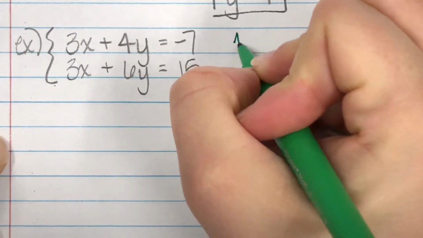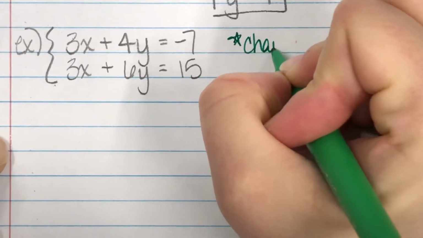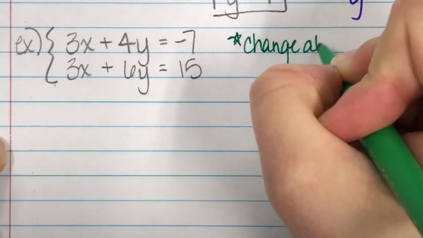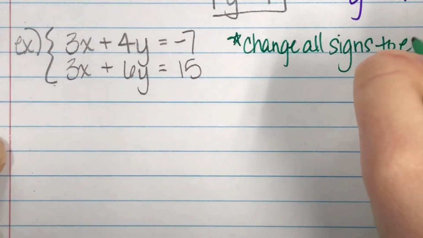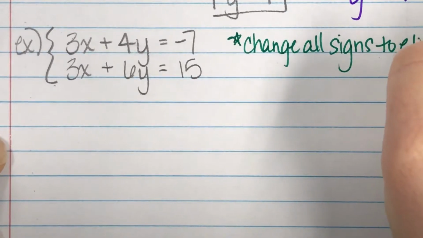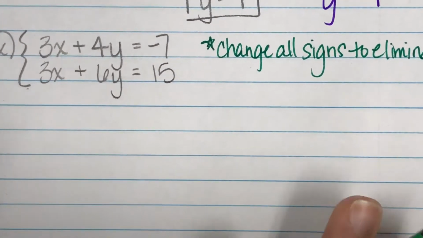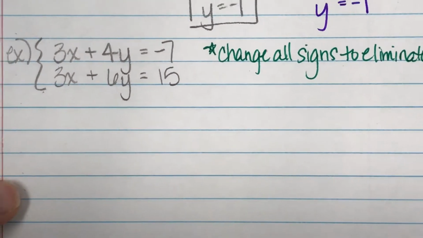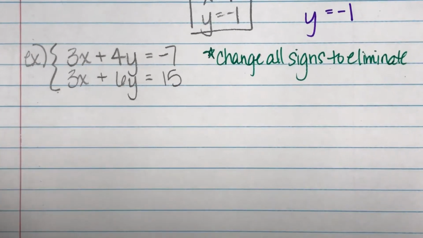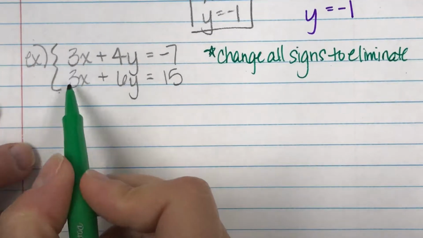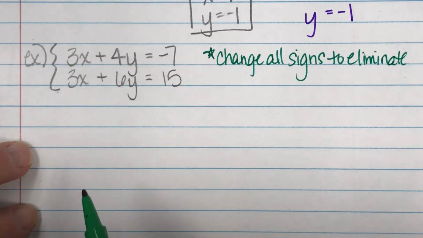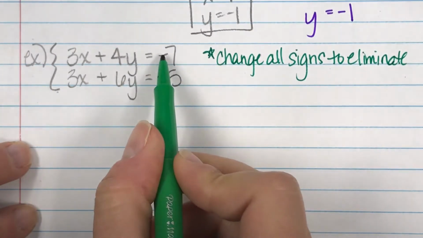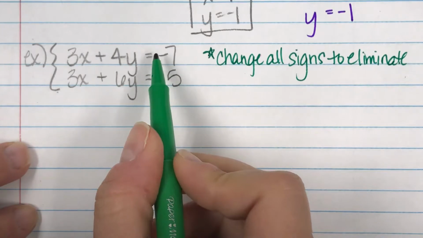So here's what we're going to do. We're going to change all the signs so that it will eliminate, okay? Because that's the only issue here, that I've got a positive and a positive instead of a positive and a negative. You can decide which equation you want to change signs on. It doesn't matter. I tend to look for, well, if there's one that's going to get rid of a negative, I'm going to go ahead and go there.